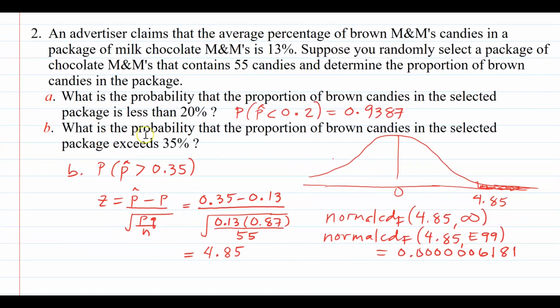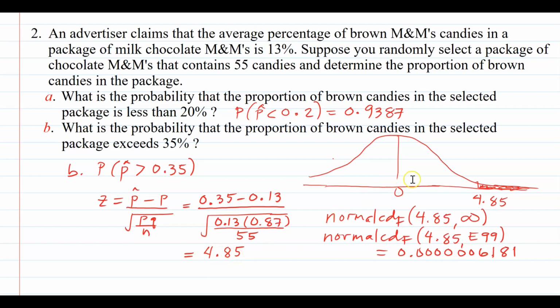Now for question B, we want to determine the probability that the proportion of brown candies in the selected package exceeds 35%. So using the p hat, we have here the probability that p hat is greater than 0.35. And from here, we will calculate the z value corresponding to this p hat. And z value is p hat minus p over the square root of pq over n. Our p hat is 0.35, our p is 0.13, and then we divide that by the square root of 0.13 times 0.87 over 55, and we get 4.85. So our z value is 4.85.